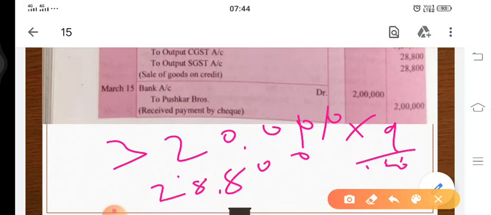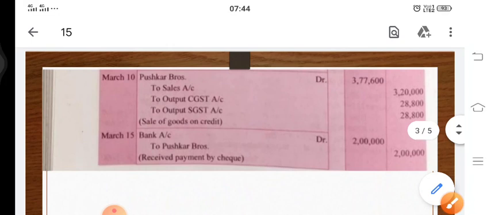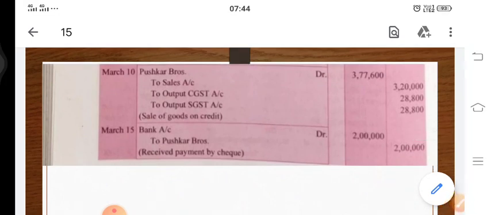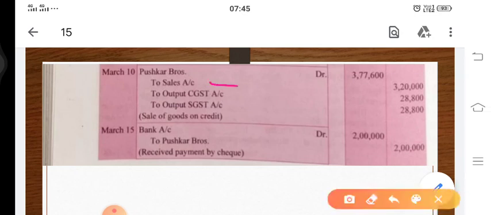So the entry will be, now remember very clearly that since we have sold goods to Pushkar Brothers, that means Pushkar Brothers is the receiver of the goods and hence their account got debited. So Pushkar Brothers account is debited, I'll tell you the amount right now. At the same time, sales, being an income, has to be credited. So sales, as you can see here, we have credited with the amount of rupees 3,20,000 since sales is an income.